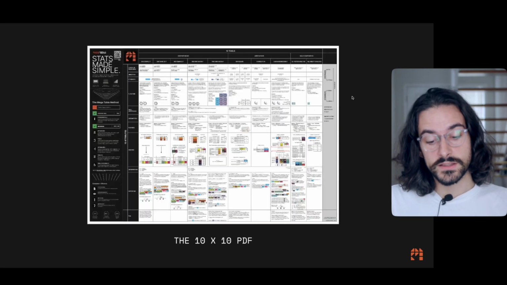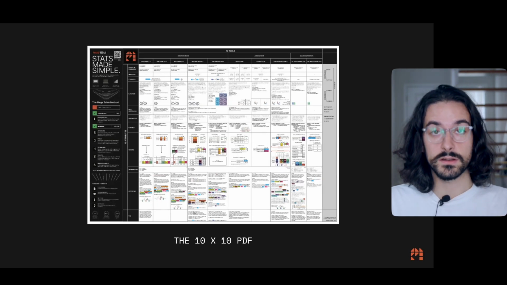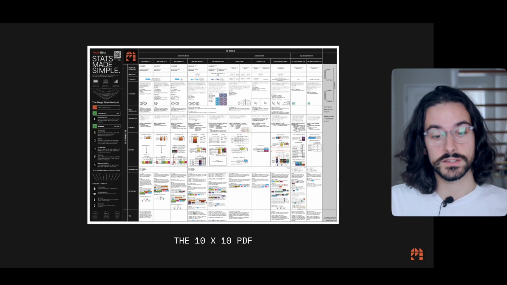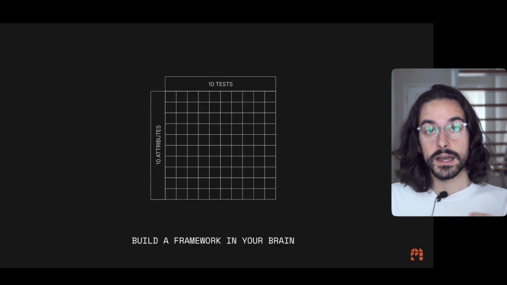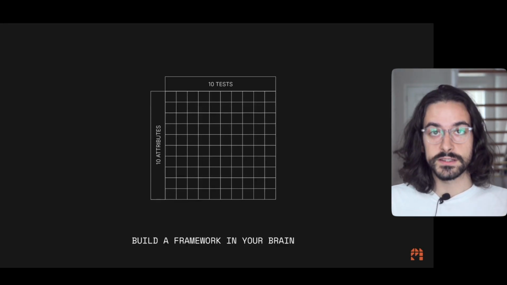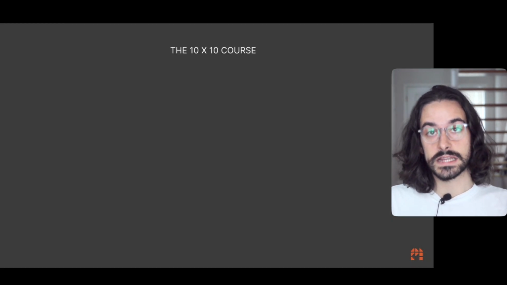Everything that we do is based on this 10 by 10 PDF, which is a summary that puts together the 10 main tests that you need to know and 10 things that you need to know about those tests. Hopefully that can help you build a framework in your brain to better understand stats. But most people need some extra support in understanding the content of the summary. So that's why we created the 10 by 10 course.